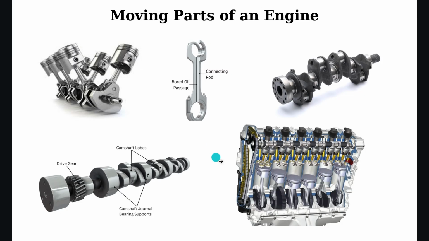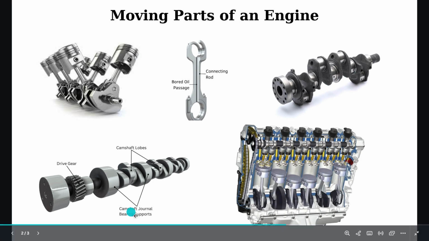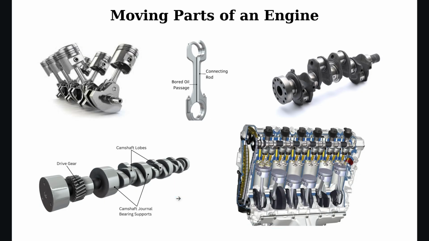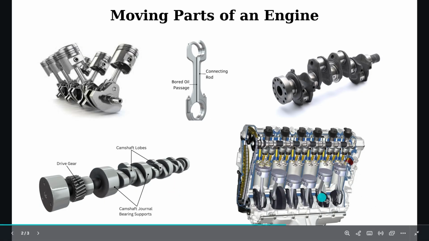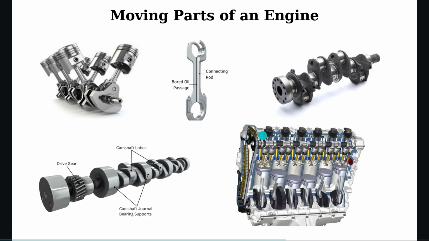Okay, now I will make a simple summary of the moving parts. The piston moves up and down and creates motion. The connecting rod transfers motion. The crankshaft converts motion into rotation. The camshaft controls timing, and the valves control the flow of air and gas. All these parts work together to make the engine function as a system.